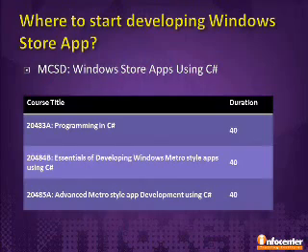The second course is 20484B, Essentials of Developing Windows Metro Style Apps Using C#, and it prepares you for 70484 exam. 20485 Advanced Metro Style App Development Using C# is the third course in the list, and it prepares you for 70485 exam.